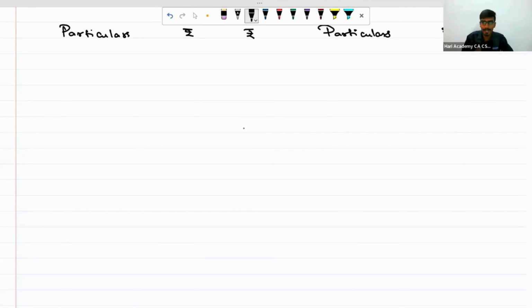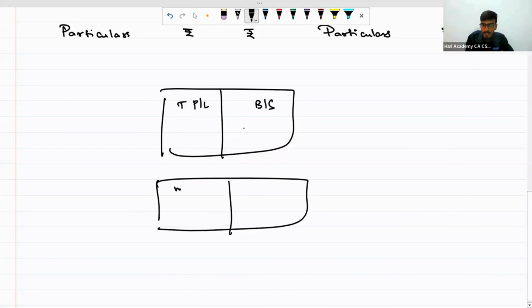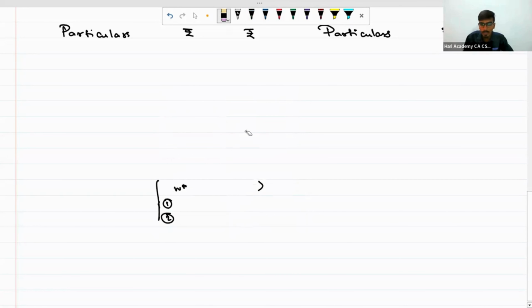Let's say this is your booklet. This page is for trading and P&L. This page is for the balance sheet. After that, the next two pages will be for working notes: working note 1, 2, 3, 4. If you want to do a fifth working note, we will take it on another page. So this is how we are going to present, and prepare simultaneously.